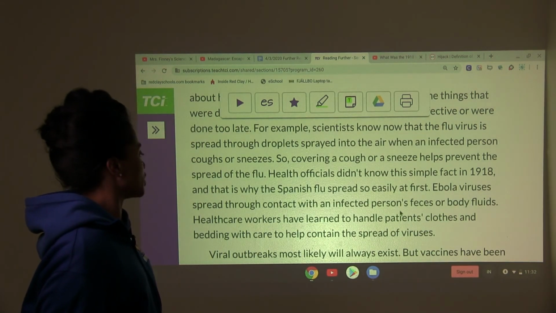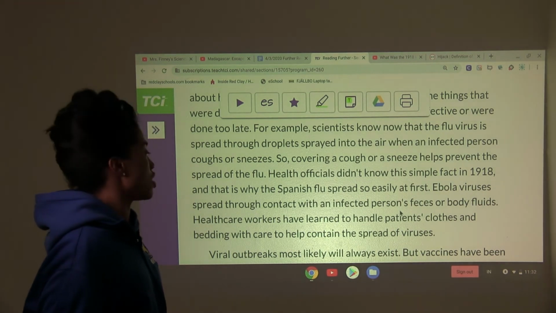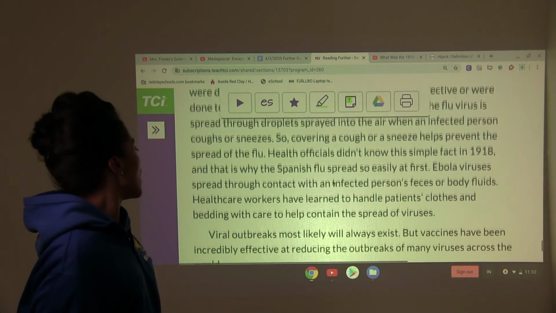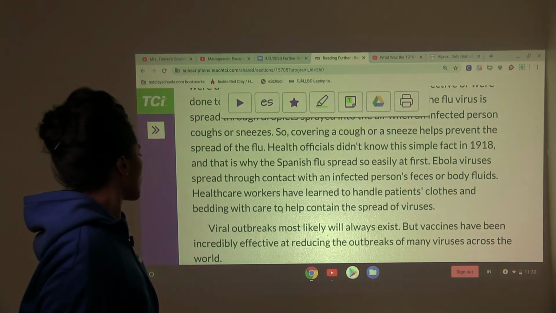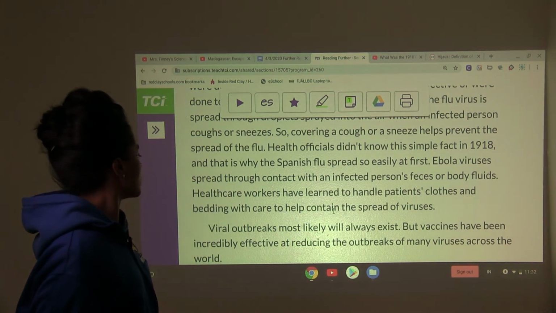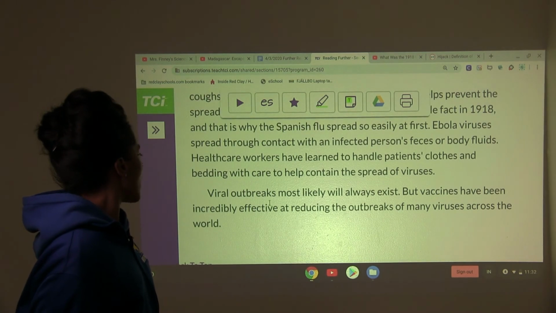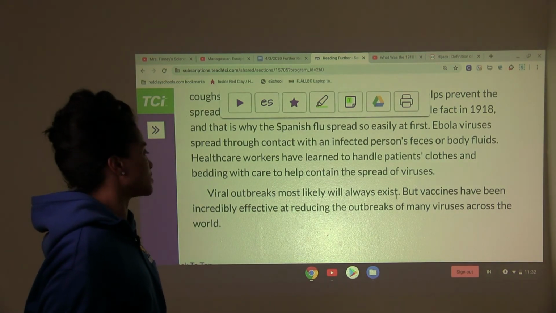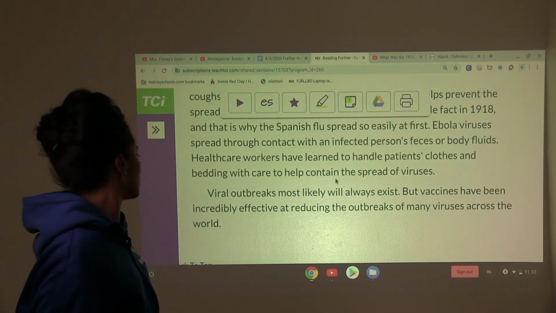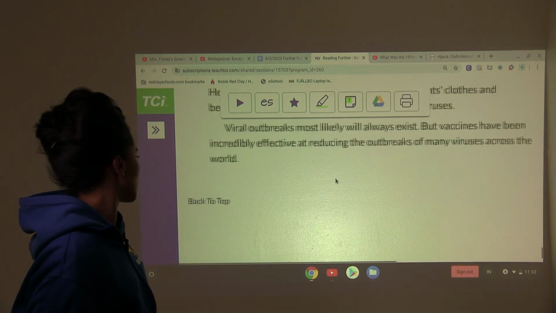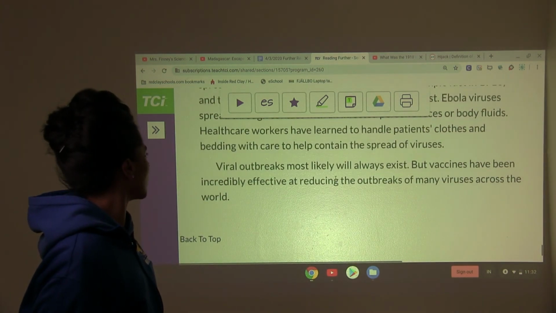Ebola viruses spread through contact with an infected person's feces or body fluids. Healthcare workers have learned to handle patients' clothes and bedding with care to help contain the spread of viruses. Viral outbreaks most likely will always exist, but vaccines have been incredibly effective at reducing the outbreaks of many viruses across the world. Okay, so that is our reading for today.